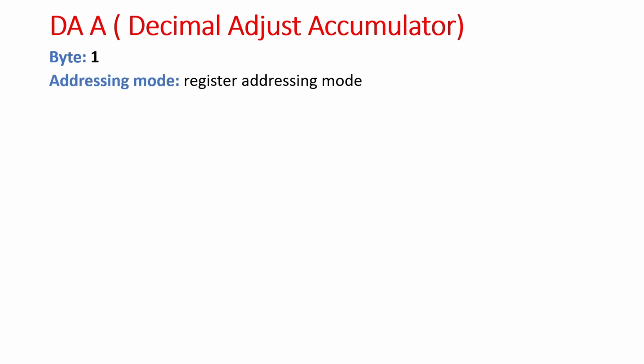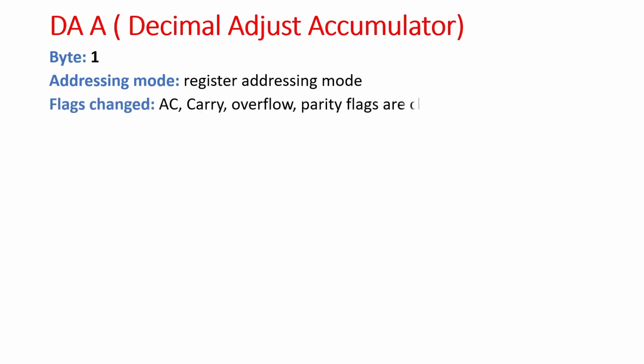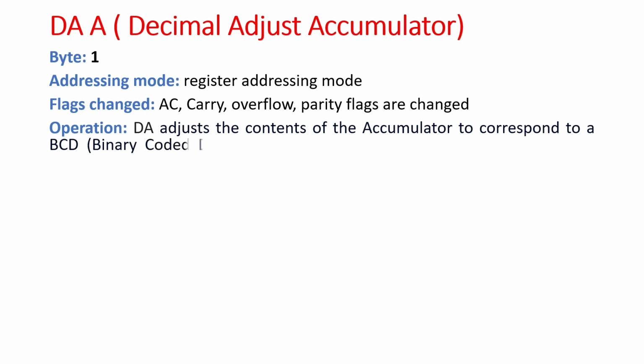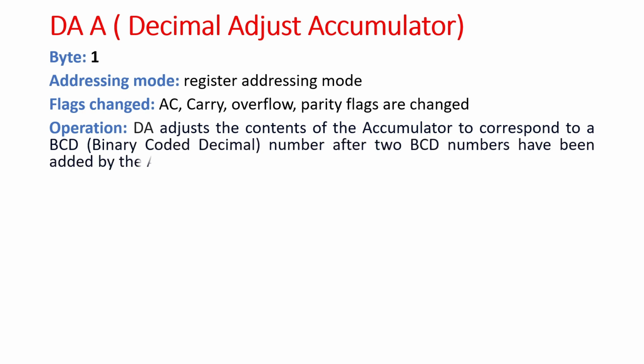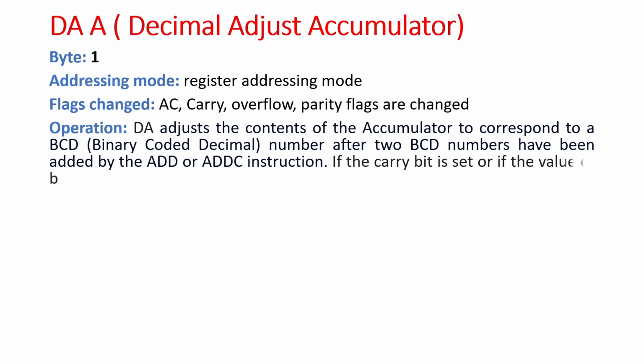Now see the last instruction, decimal adjust accumulator. This is a 1 byte instruction. Addressing mode is register addressing mode. Flags changes: auxiliary carry, overflow and parity flags are changed. Now see the operation. DA adjusts the contents of accumulator to correspond to a BCD number, after two BCD numbers have been added by ADD or ADDC instruction. If the carry bit is set or if the value of bits 0 to 3 exceeds 9, then hexadecimal 6 is added to the accumulator.